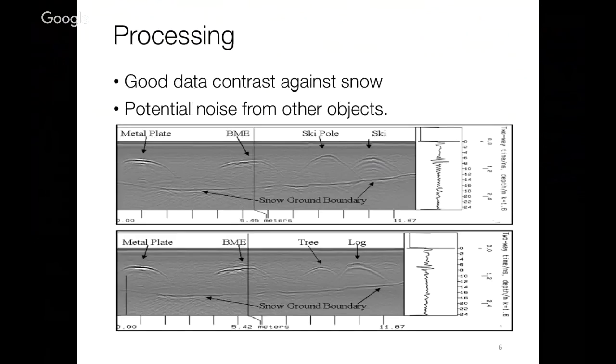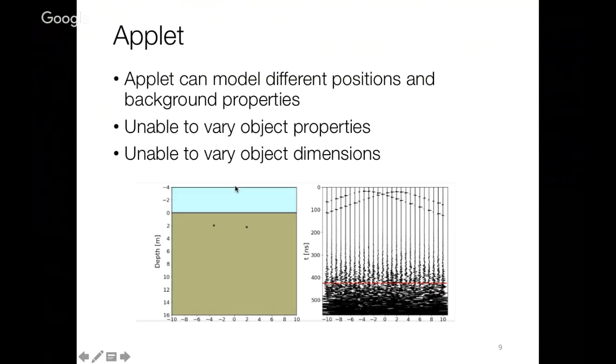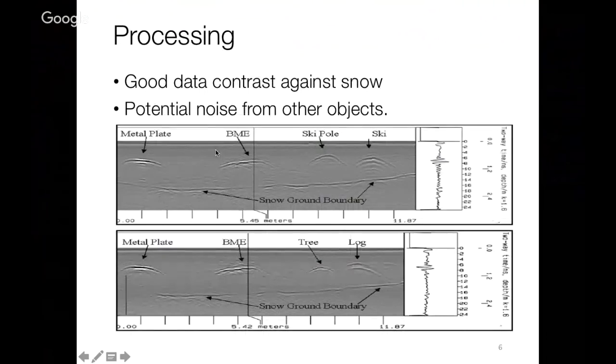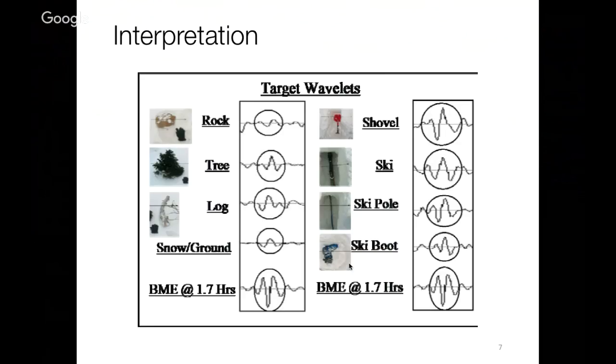So GPR, again, this image here just shows you get a good contrast from the various objects, like a metal plate shows a good contrast against the background, and the BME is a body mass equivalent, so you see there's a good contrast against the background. But being able to distinguish between, okay, what's a body, what's a tree, and what's a log becomes a little bit more difficult. So one of the ways the paper I was looking at did that is that you can look at the individual wavelets received, and you can notice that there's a pretty good distinction between what a rock or a tree wavelet looks like versus what a body mass looks like.